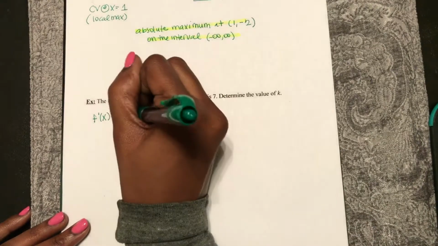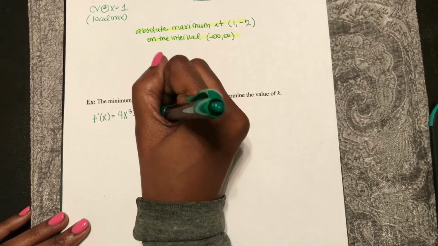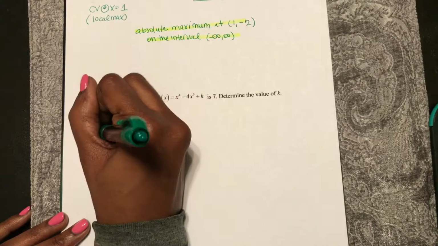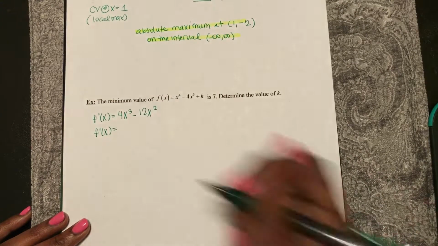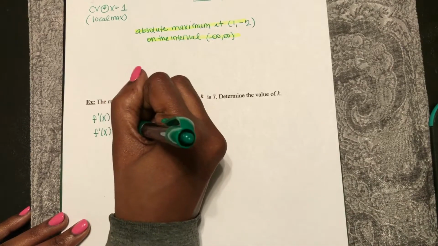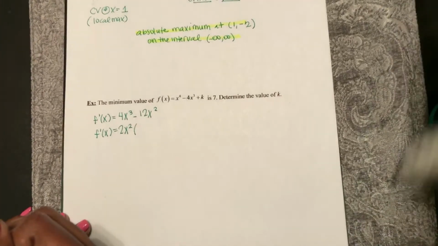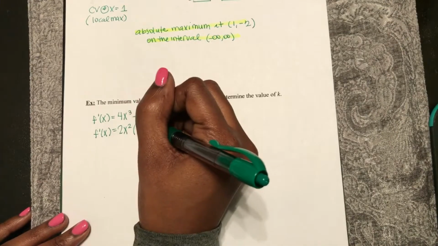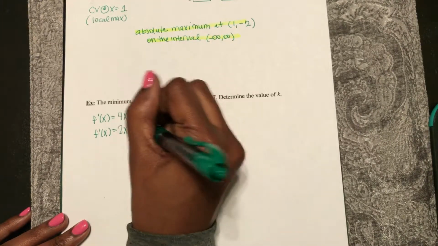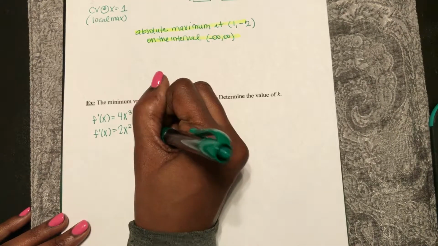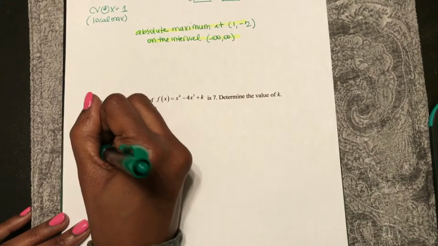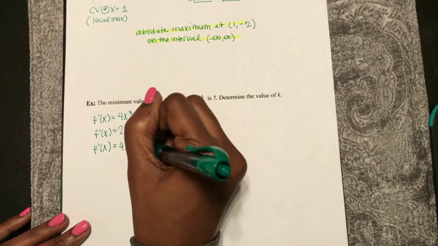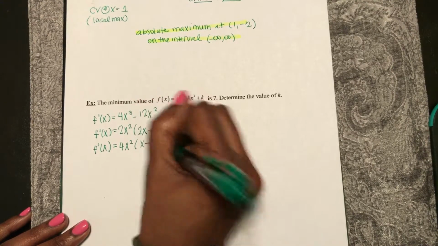4x cubed minus 12x squared. I'll set that equal to 0. Well, first let me factor it. Let me factor out a 2x squared. And that leaves, sorry, that's my cat's tail. That leaves 2x minus 6. Oops, I should have factored out 4x squared. So f prime of x equals 4x squared times x minus 3.